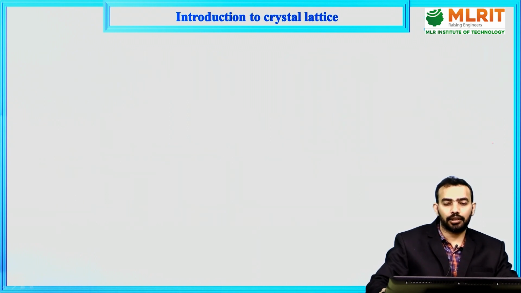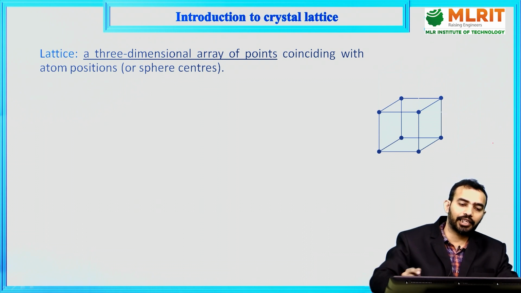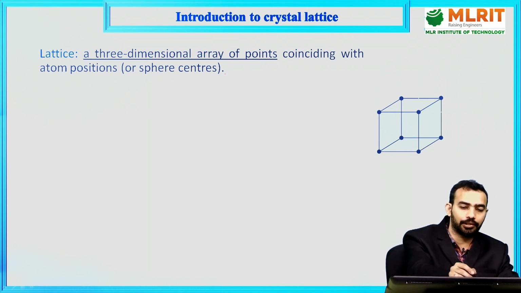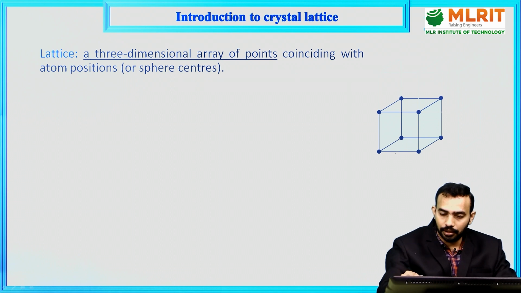Till now we were using the term crystalline lattice. So let us first define what we mean by a lattice, a crystalline lattice, and other terminology. A lattice or crystalline lattice is a three-dimensional array of points coinciding with atom positions. You see, these are the points. This is a point, and these are arranged in the x direction and y direction.